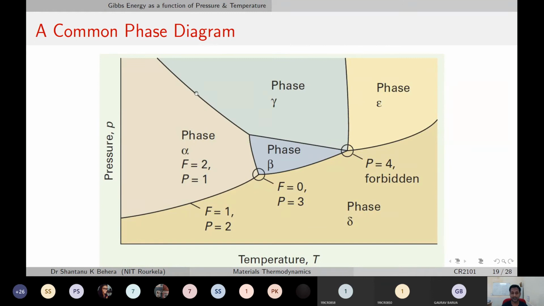So this line is connecting this phase as well as this phase. That's why it's a two-phase equilibrium line. Likewise, you have a two-phase equilibrium line here, here, here, here, here, here, and also here. In all of those lines, you have univariant lines. These are univariant in the sense that only one thermodynamic parameter can be varied. So this is what is given here. F is 1.